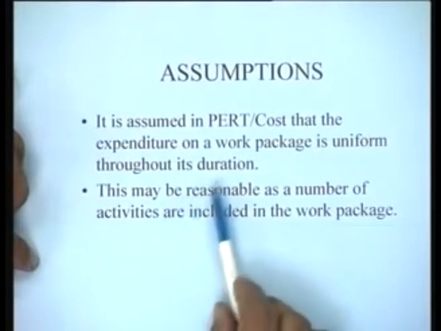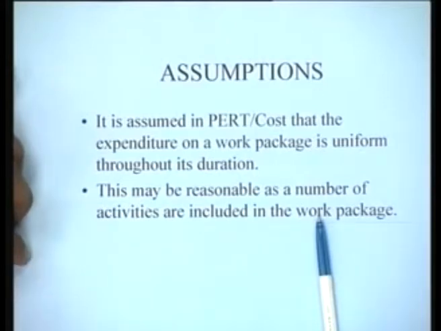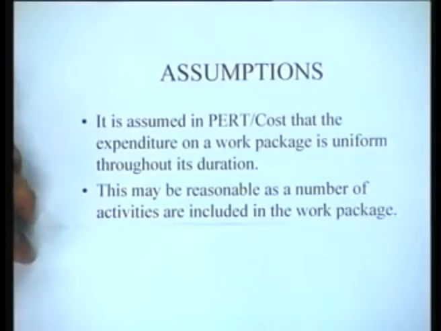So, this particular assumption may be reasonable as a number of activities are included in the work package. This is true, isn't it? When there are a number of activities included in the work package, so if there are 8, 10 smaller activities, some activity is finishing, the other activity is going on. So, it is like a steady state situation. It is like when you are talking about population control, the total number of births is equal to the total number of deaths. Some number of activities are being finished, new activities are being added on. So, overall the population remains constant in a city or in an institution. That is the kind of thing that we are trying to say. So, this might be reasonable because of this assumption.